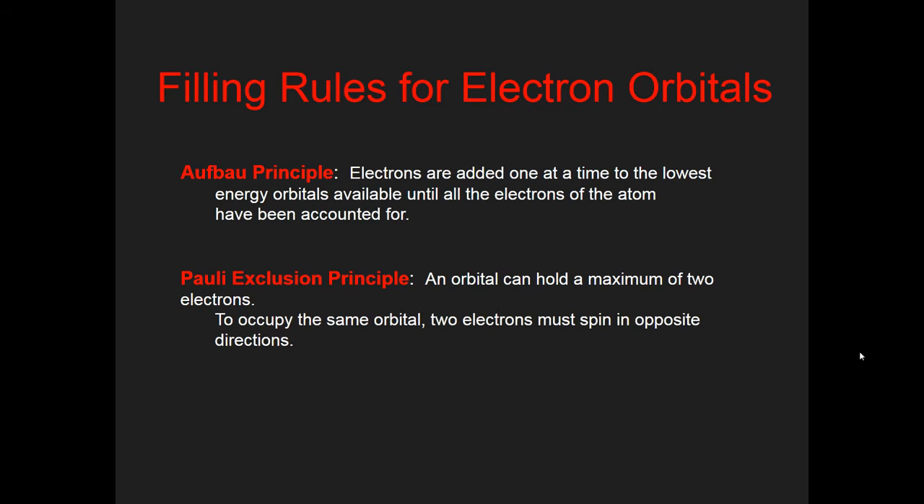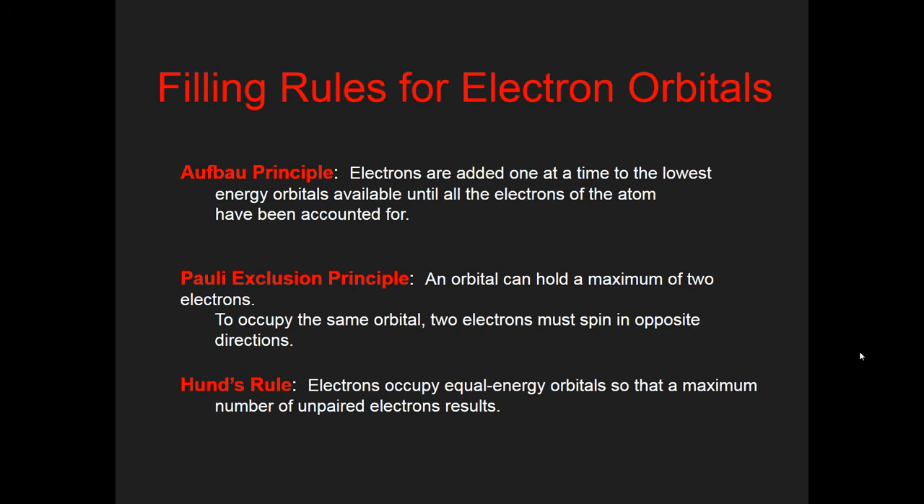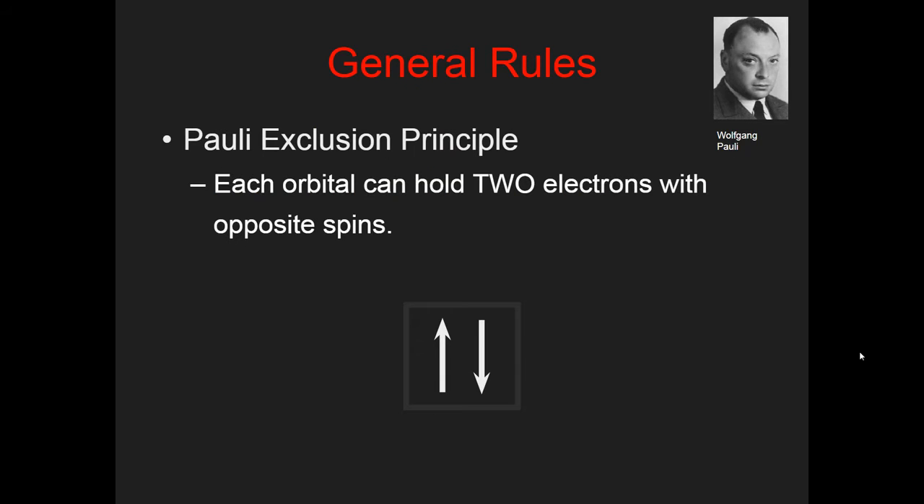It says basically each orbital can only hold a maximum of 2 electrons, and in that orbital they have to be moving in opposite directions, spinning in opposite directions. We talked about the magnetic spin quantum number, and that would be what the Pauli exclusion principle is referring to. Finally is Hund's rule. Hund's rule is that electrons occupy equal energy orbitals so that the maximum number of unpaired electrons is the result. And again, I will talk about each one of these rules individually, but let's start with the Pauli exclusion principle.